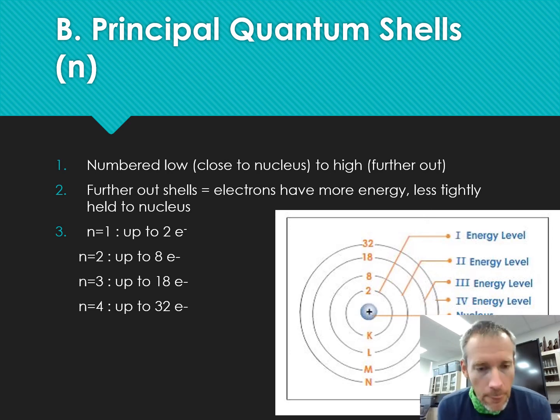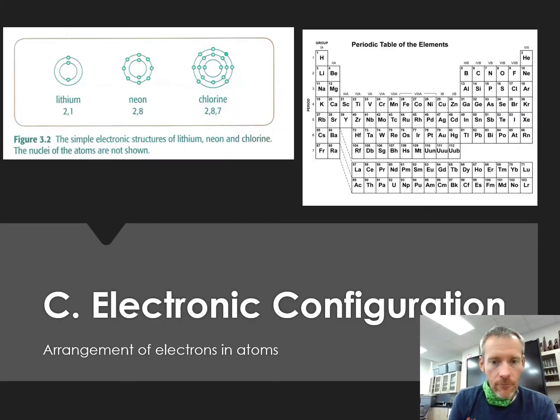Energy level 1, period 1, can hold up to 2 electrons. The second one can hold up to 8. The third energy level can hold up to 18. And the 4th energy level up to 32. Alright, so this is where we get more specific about where the electrons are located, basically just looking at the different energy levels.